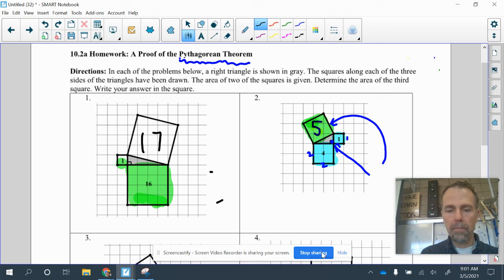Nice job. There we go. Do some more work on your slideshow. You're just going to drag and drop.